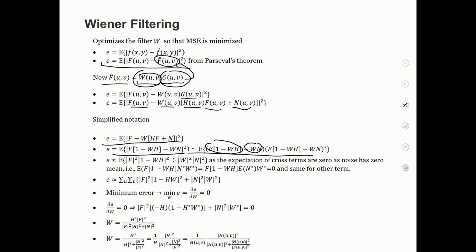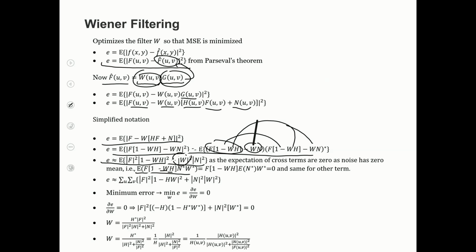Now we have the same terms. Let me explain. The same terms will come here. If I multiply this with this one, this becomes this. And if I multiply this with this, this becomes this one, right? So this is okay. But what about the cross term? The cross term will be this type of term. F is the Fourier transform of the image, which is random or deterministic.